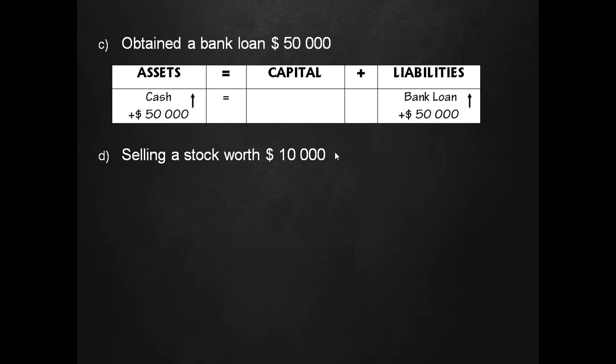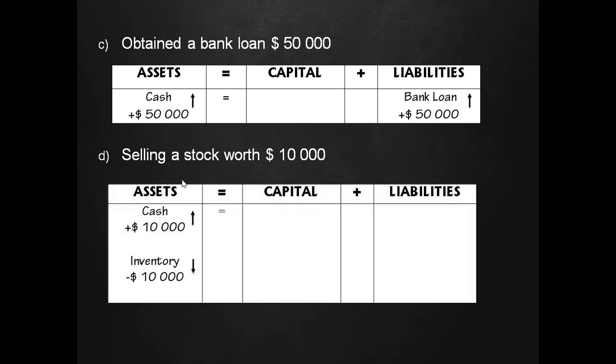D. Selling a stock worth $10,000. When goods were sold, the business reduced the asset called inventory. Since they were sold on cash, another asset arises. This transaction will increase one asset and decrease another asset of the business by $10,000. Right? When you sell a stock, what do you get? You get cash for $10,000, and whatever stock you sell, inventory decreases by $10,000.